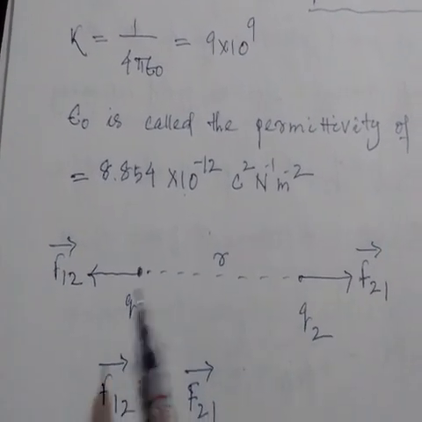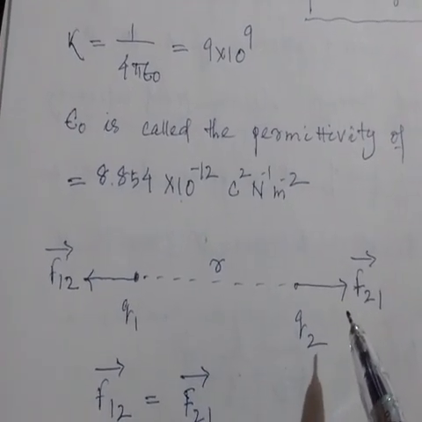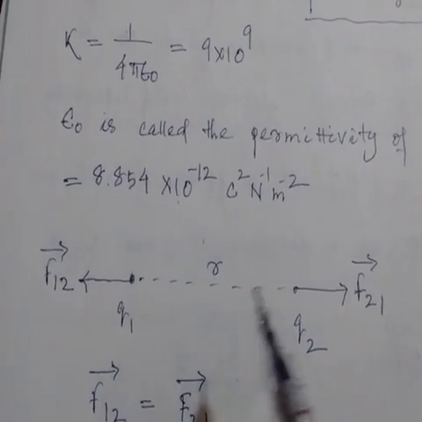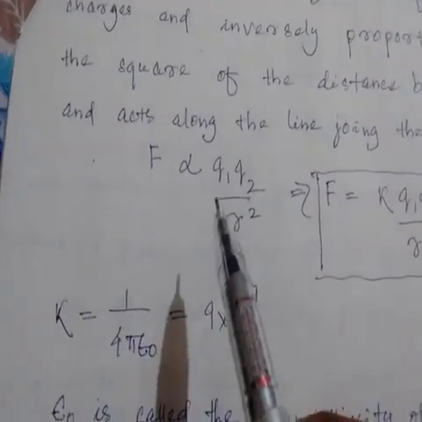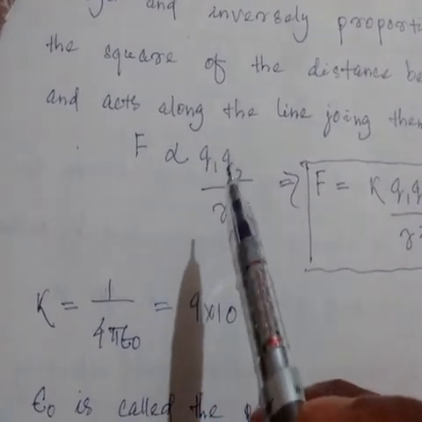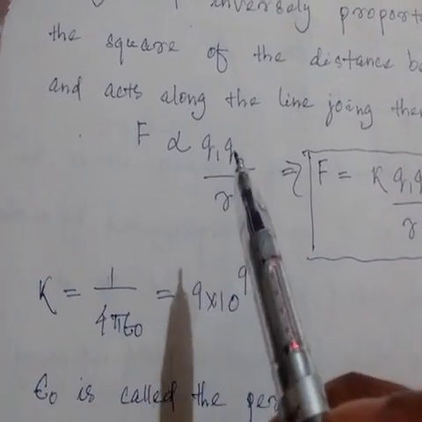You can easily see that these two forces are in opposite directions, and the law says their magnitude is the same. Since you look at the expression, proportional to Q1 Q2 means both Q1 and Q2 appear in the expression. That means the magnitude is the same for both.